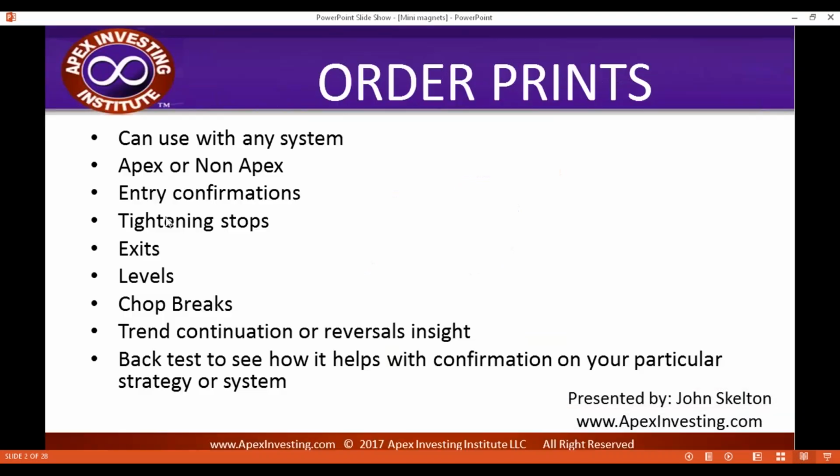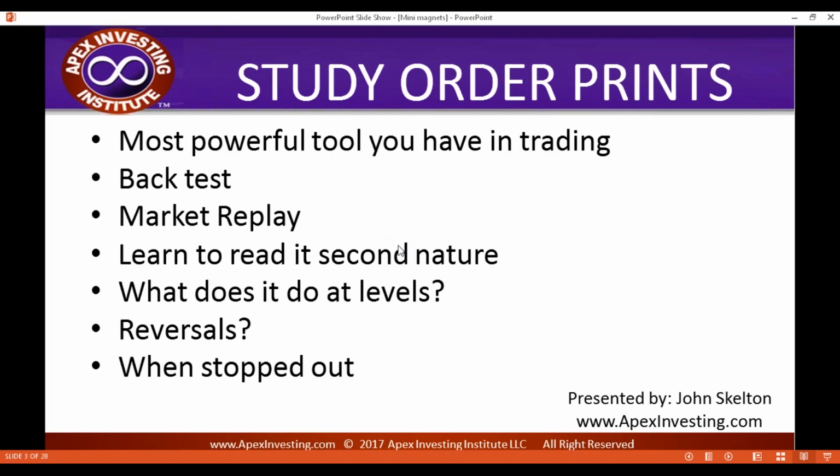And with order prints, guys, you can use it for confirming Apex systems, non-Apex systems, entry and exit confirmations, tightening stops, what to do at levels, chop breaks, all kinds of great stuff. It's the most powerful tool you have for trading. Spend some time on it. Dive into it. I know it can feel a little overwhelming, all the different aspects of order prints. It is worth your time. Be a student of order prints. Jump in, be a sponge and absorb it. I want you to dig in and learn as much as you can.